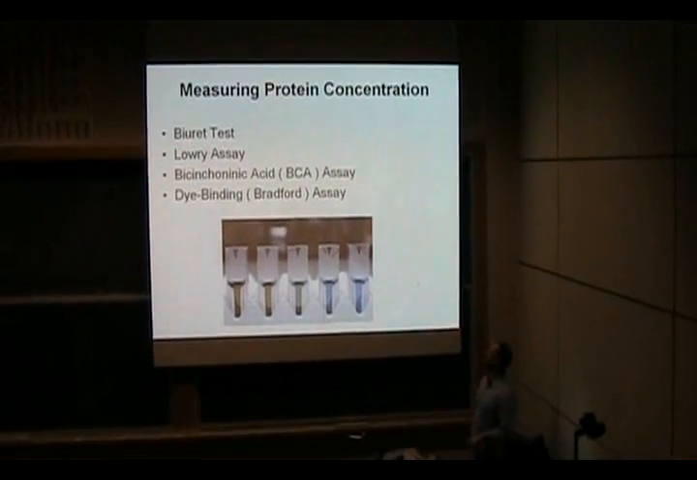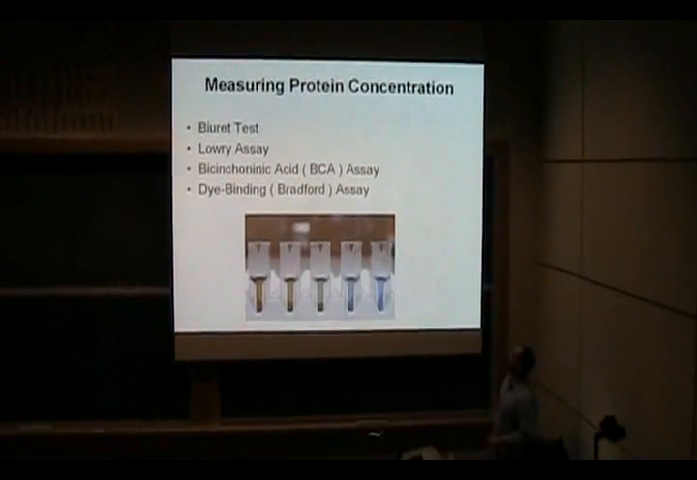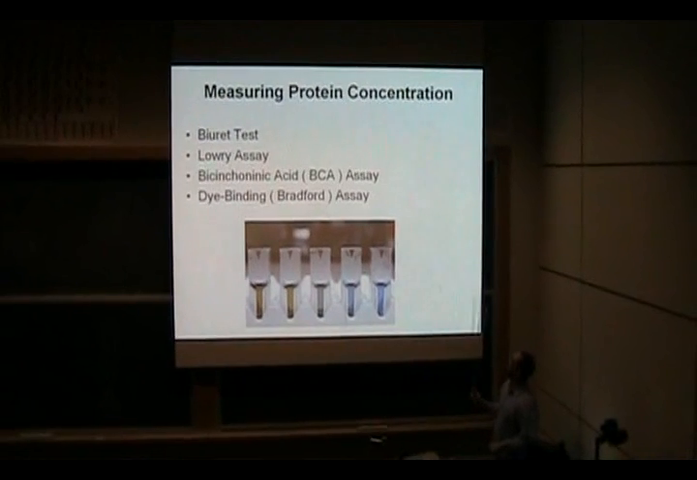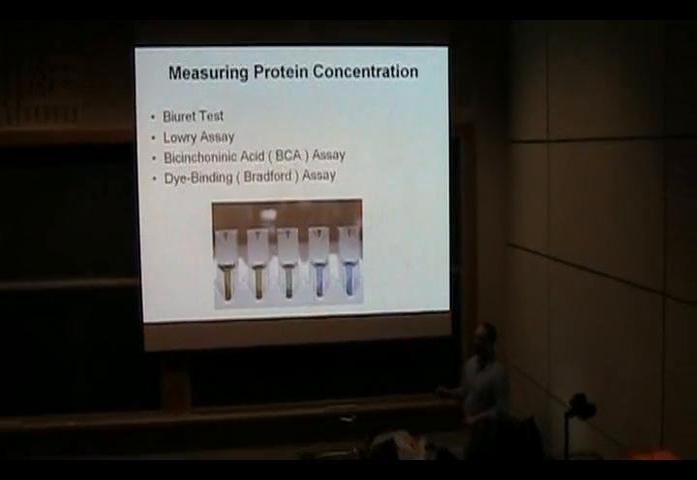from that we go to as different a topic as probably possible. So, just measuring protein concentration.